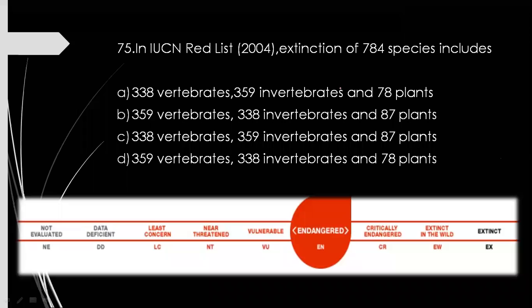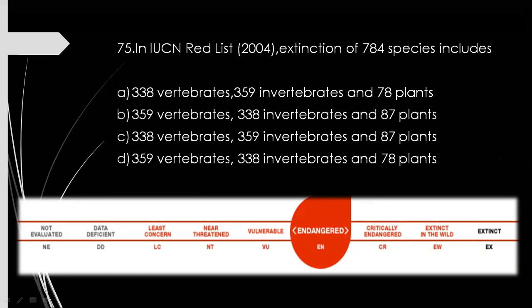IUCN Red List 2004: the extinction of 784 species includes which? 338 vertebrates, 359 invertebrates, and 78 plants; 359 vertebrates, 338 invertebrates, and 87 plants; 338 vertebrates, 359 invertebrates, and 87 plants; or 359 vertebrates, 338 invertebrates, and 78 plants. What is the answer? Yes, very good. The answer is C.